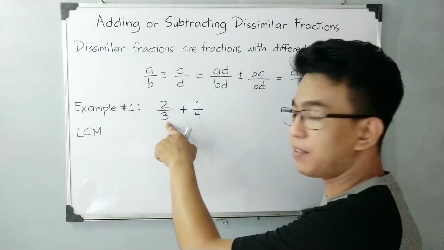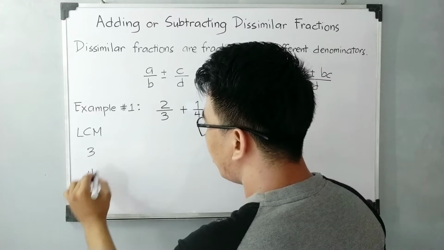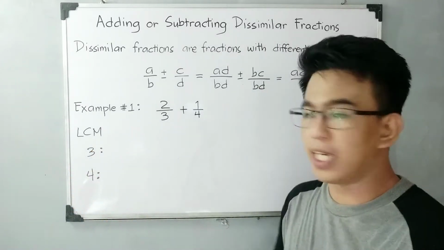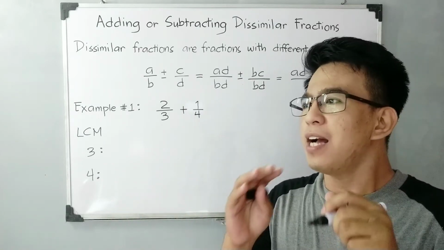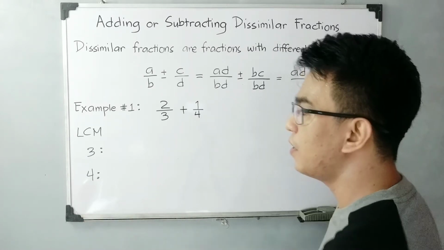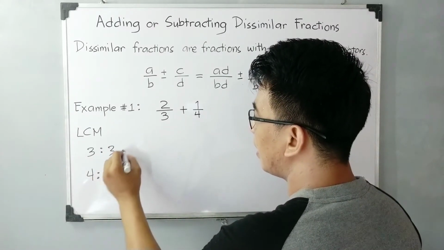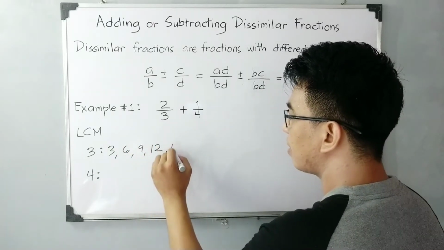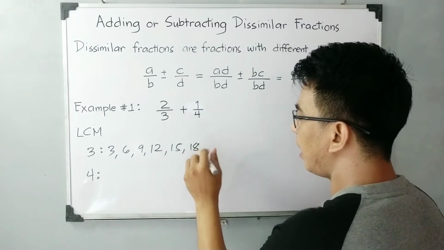The first denominator is 3. You have here 3. And then the other denominator is 4. What you will do is you will write here all the multiples of 3 and all the multiples of 4. Ang target natin is malaman kung saan sila unang mag-meet. Pinakamababang multiples nila na magiging parehas. So let's say for example, this is 3. The multiples of 3 are 3, 6, 9, 12, 15, 18, and so on.